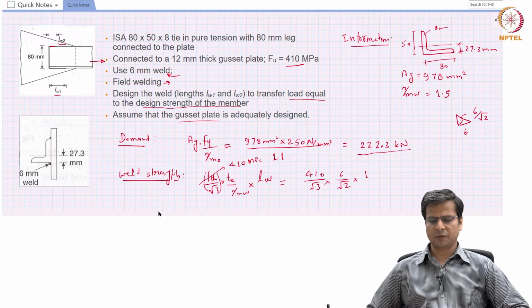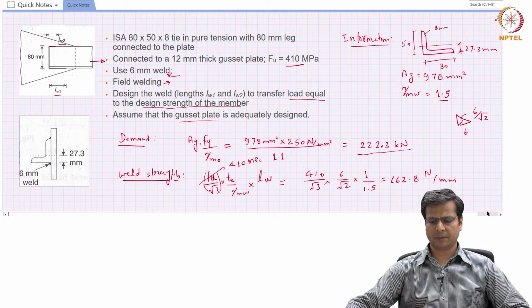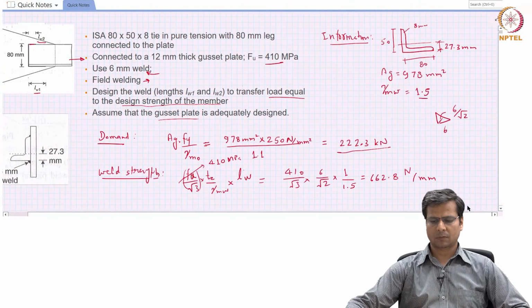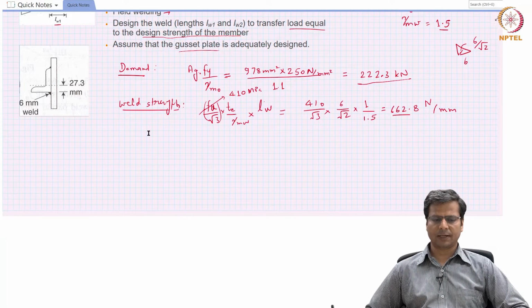So for the time being, because we don't know the length, let's assume the length to be 1 millimeter, and we are just calculating the strength of the weld of 1 millimeter length, just a notional value, and gamma mw, which is 1.5 for a field weld joint. And this value turns out to be 662.8 Newton per millimeter length of the weld, because we had assumed the length of the weld to be 1 millimeter in the beginning. So this is the weld strength per unit length.